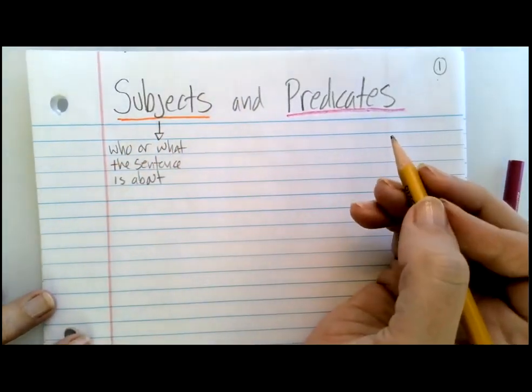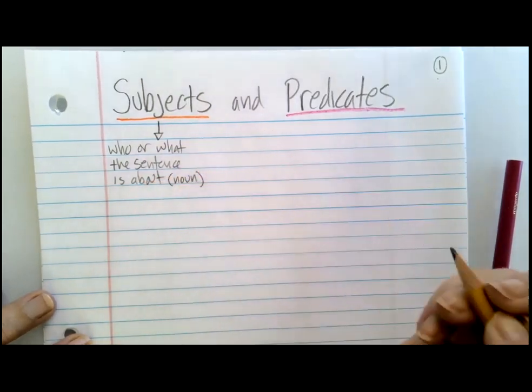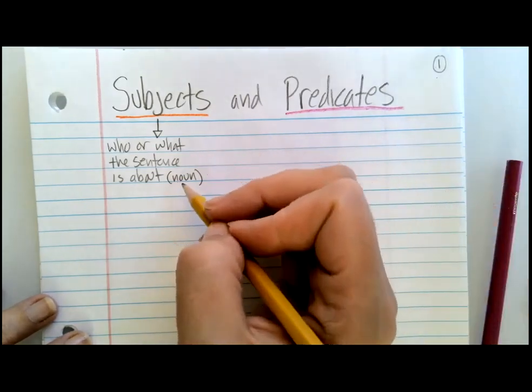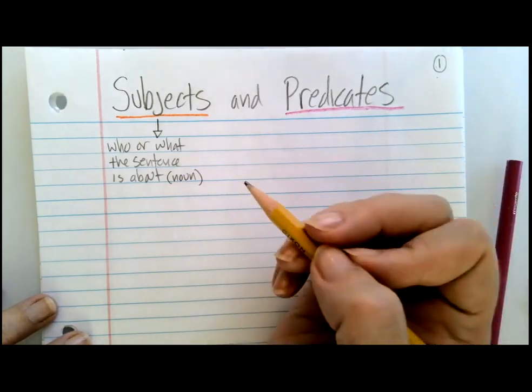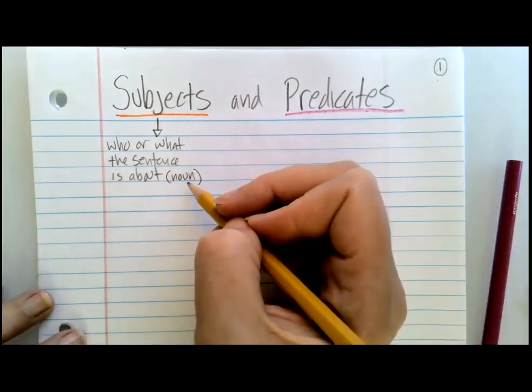Is that going to be a noun? Yes, it is going to be a noun. Does that mean that every noun in a sentence is a subject? It does not. So we have to be careful that we don't get confused and we just pick a random noun and say that must be the subject, okay? So we'll get into that in a minute.